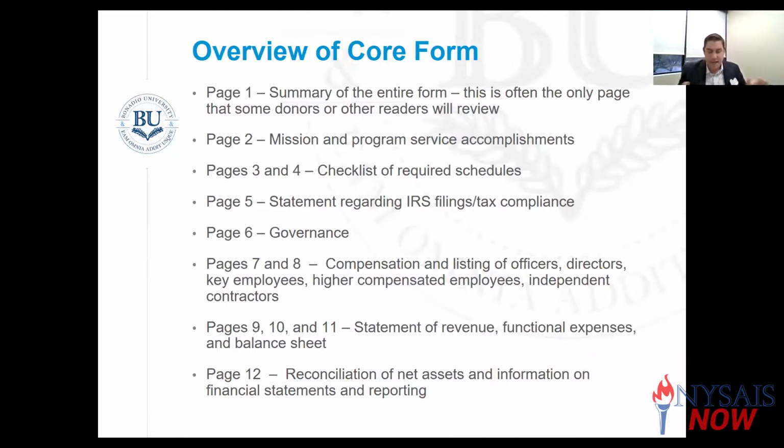Finally, pages 9 through 11 is a recap of your financial statements, statement of revenue, statement of expenses, and then your balance sheet. This should match your audited financial statements perfectly, right? Well, the answer is no. The IRS makes nothing simple.